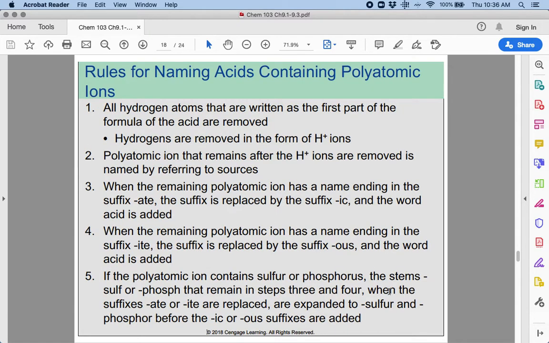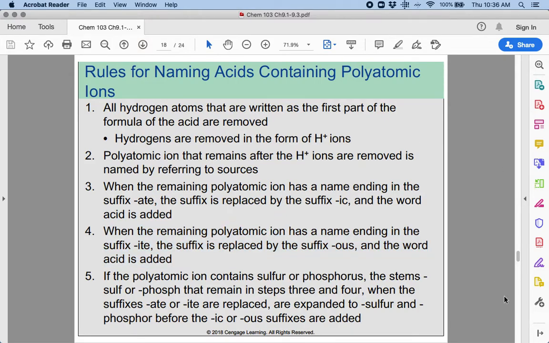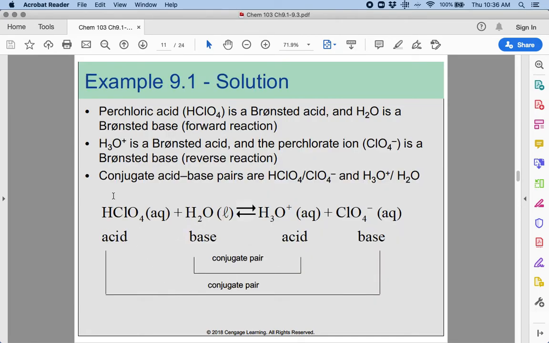Here are those rules just written out for you that we just talked about. The one thing I want to bring up here is polyatomic ions, because we will see lots of examples of polyatomic ions, and we saw many already in our previous slides. For example, here, this is a polyatomic ion, right? ClO4 minus is a perchlorate. And so we have perchloric acid, right?